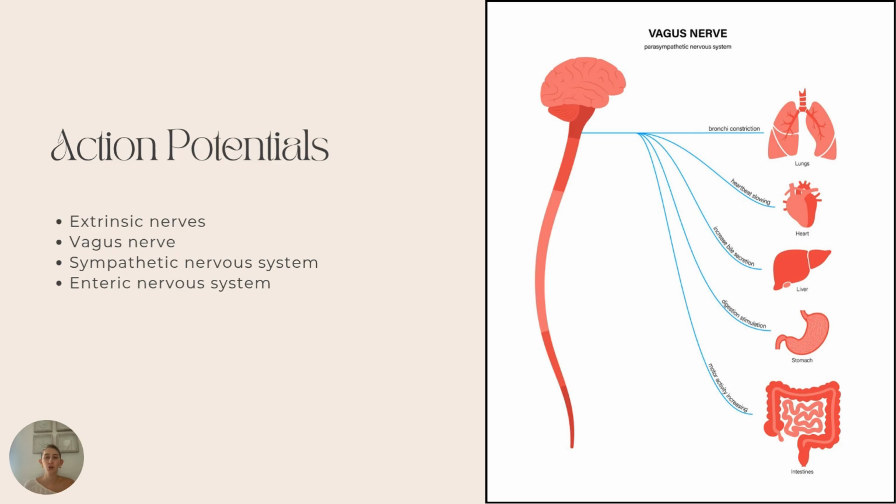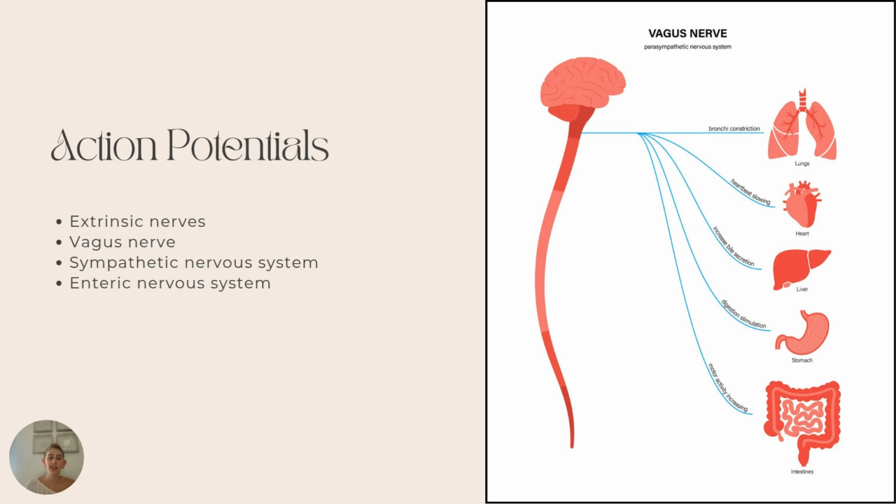We also have the intrinsic nerves and the enteric nervous system. This is a complex neural network embedded within the walls of the gastrointestinal tract, with the ability to function independently from the brain and the spinal cord, controlling various aspects of our GI physiology, like motility, secretion, and blood flow. This is often referred to as our second brain because of its autonomy and complexity.